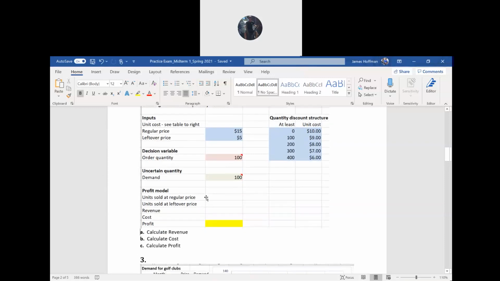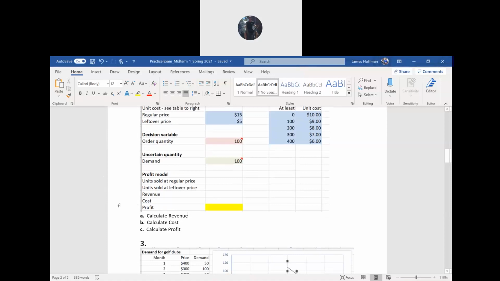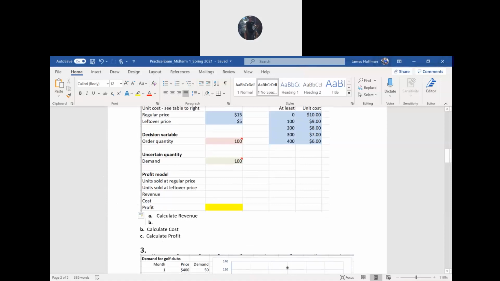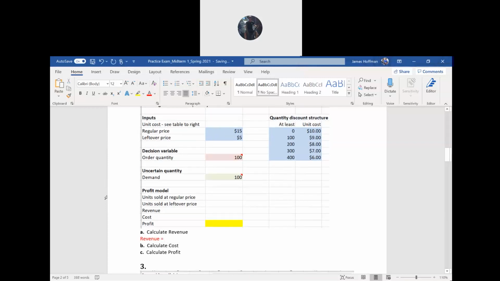And so all we've got to do here is calculate the regular price, the leftover price that we sell, and then the revenue, cost, and profit. So, I guess you have to do this along the way. So first, let's calculate revenue. Revenue is a combination of how much revenue we get from regular price books plus leftover price books.